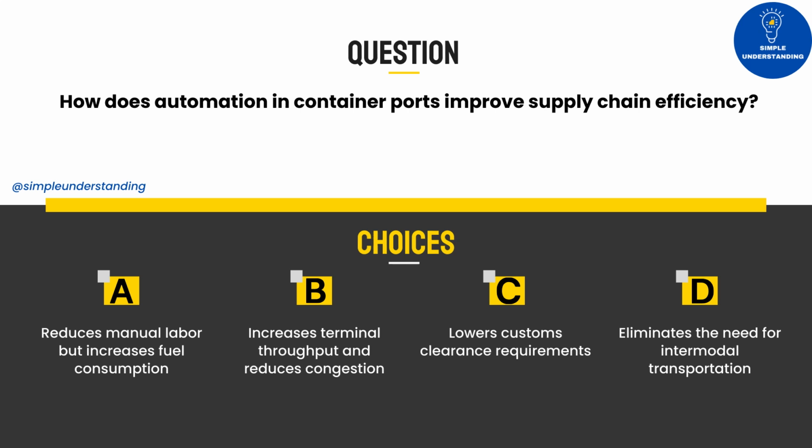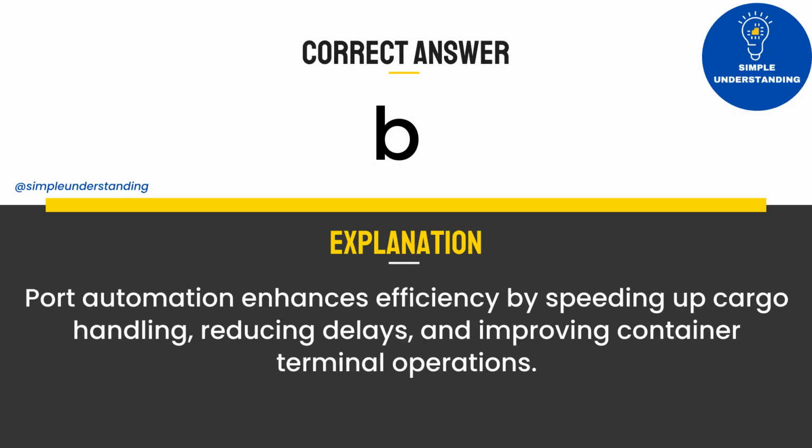B. Increases terminal throughput and reduces congestion. C. Lowers customs clearance requirements. D. Eliminates the need for intermodal transportation. Correct answer, B. Explanation. Port automation enhances efficiency by speeding up cargo handling, reducing delays, and improving container terminal operations.